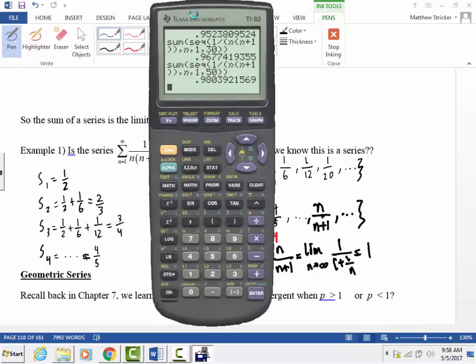Therefore, what's the sum of this series if we add up all the terms? If we add up all the terms in the series, it is 1. Because each of these partial sums is approaching 1, that means the series has to add up to 1. Does it make sense? Sorry about putting in the other sequence. I don't know why I did that. But questions?